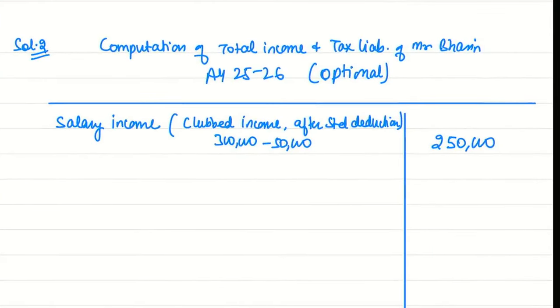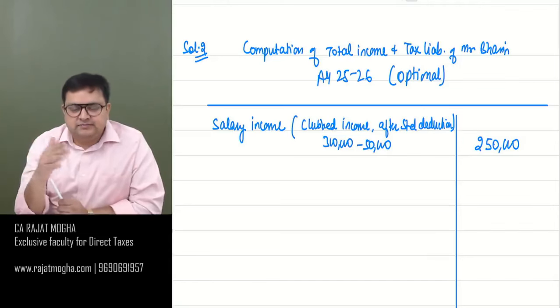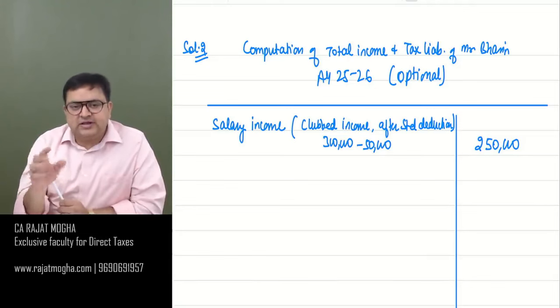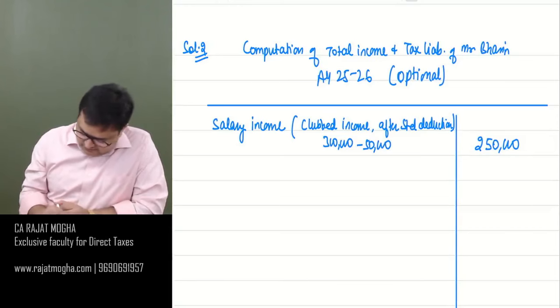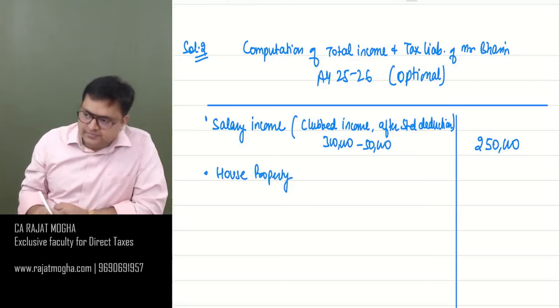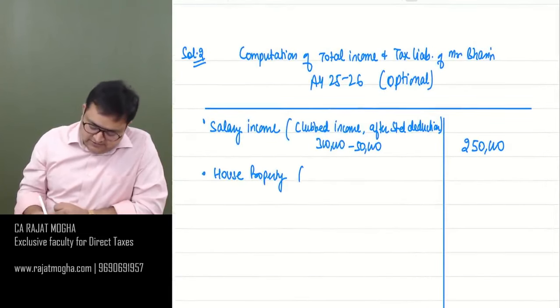2,50,000. Now, house property. I think it would be better if we make a note for house property, correct? Because now we have one self-occupied also, one let out also. So you cannot do it right in here. So we should make a note for house property. Then we should make a note for PGBP. Others is not required. So let us make a working note number 1.